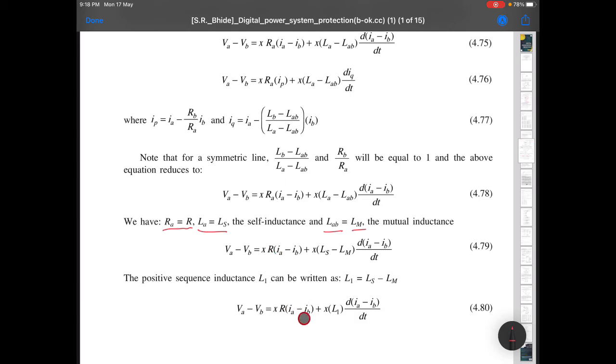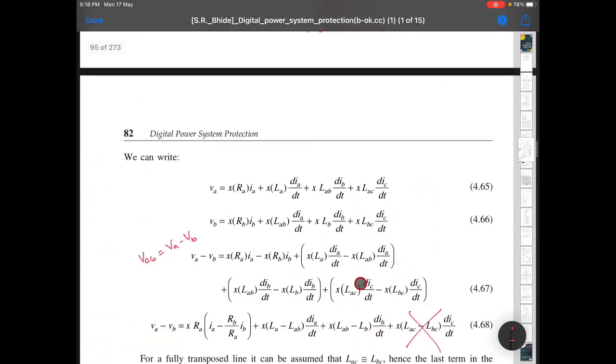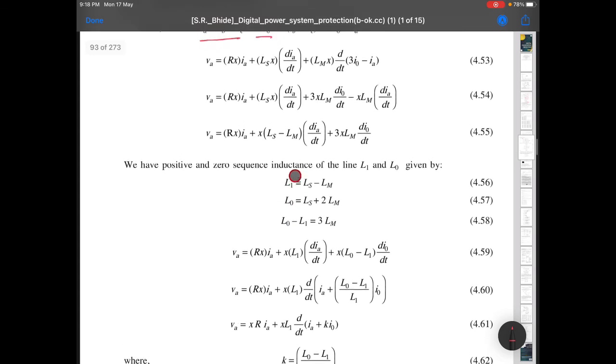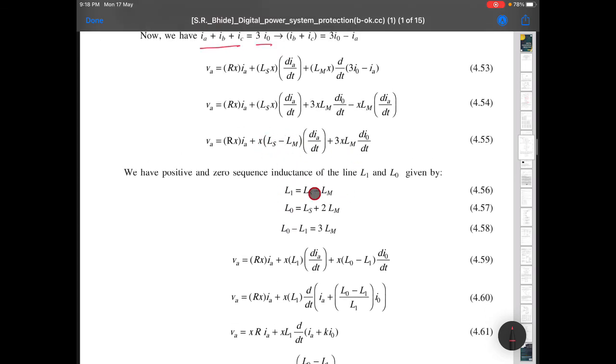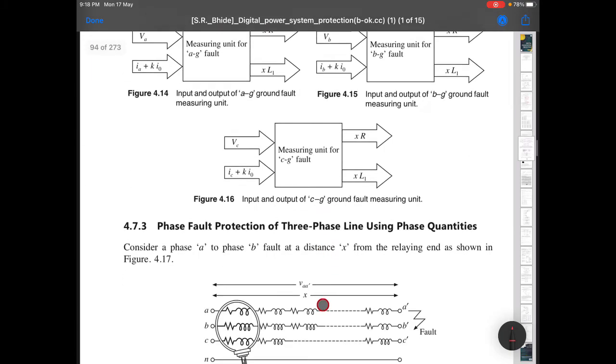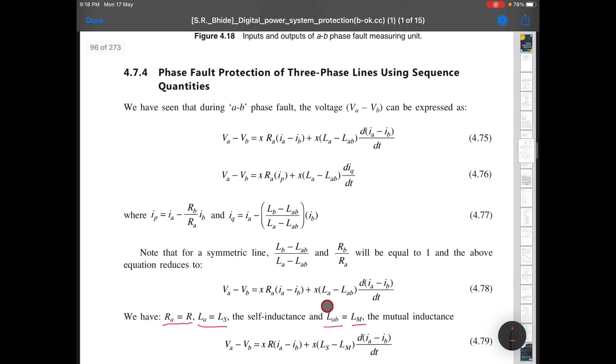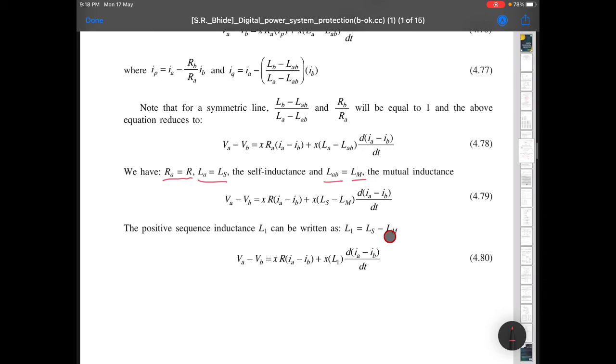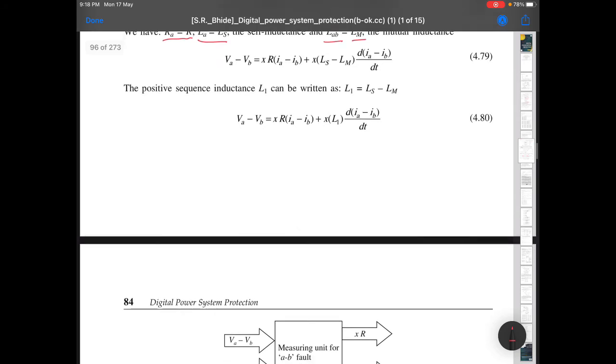So this term as it is, LS minus LM, we know it. L1, if you want, let me show it to you. Yes, the same thing we had used, L1 equal to LS minus LM. The same thing we are using right now. Earlier there was 3 times LM, which we substituted to get L0 minus L1. But here there is no such term, so we don't have to use the L0 term. So that's it. This is the end of the equation. So you implement this.